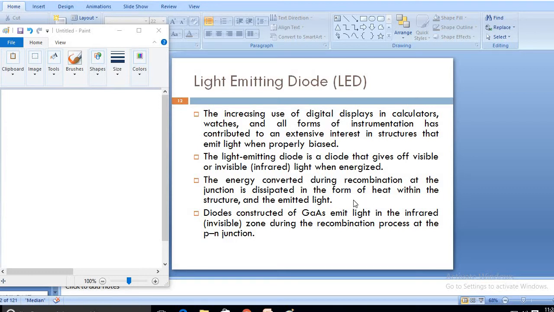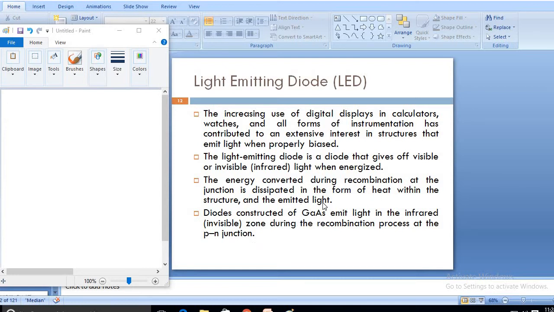H nu means what exactly? It is in the form of heat within the structure and emitted light. So this LED, light emitting diode, I have shown the construction part of LED earlier. GaAs emits light in the infrared invisible zone during the recombination process at the PN junction.